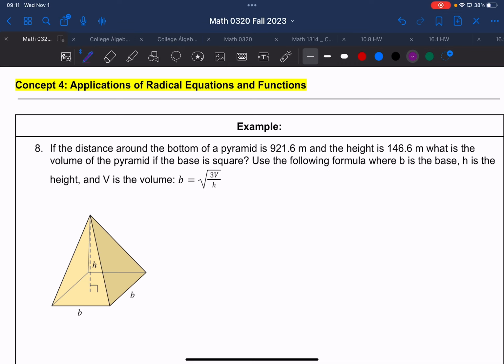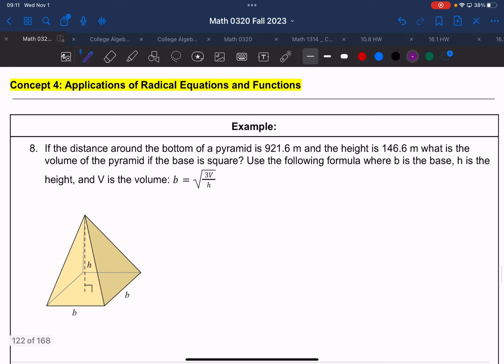Okay, so the question states, if the distance around the bottom of a pyramid is 921.6 meters and the height is 146.6 meters, what is the volume of the pyramid if the base is square? So it says use the following formula where B is the base, H is the height, and V is the volume, where we have B is equal to the square root of 3V over H. Okay.